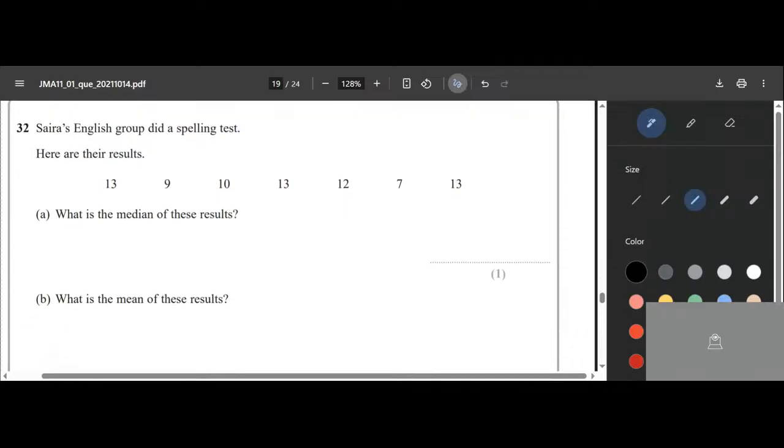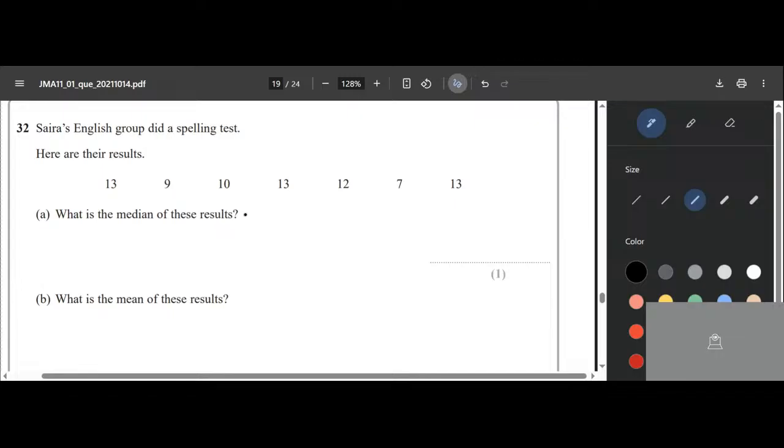Then we have question 32. We are almost winding up. Question 32, you are told that Sarah's English group did a spelling test, and this is the result. What is the median?